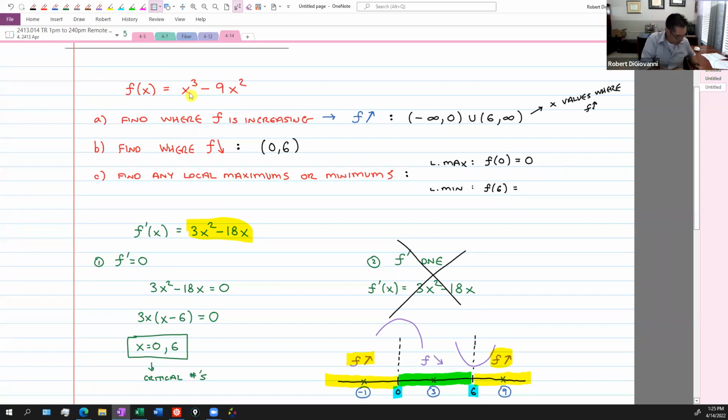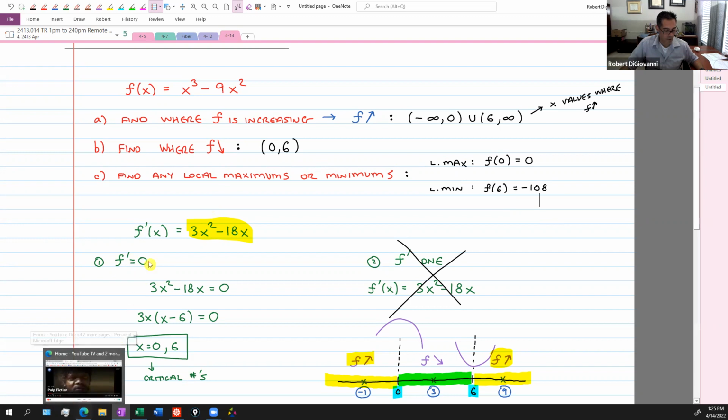So I'll just do that on my calculator real quick. I'm going to do 6 cubed minus 9 times 6 squared, negative 108. There we go. That's it. We've done it. We've answered the questions. Do you have any questions?